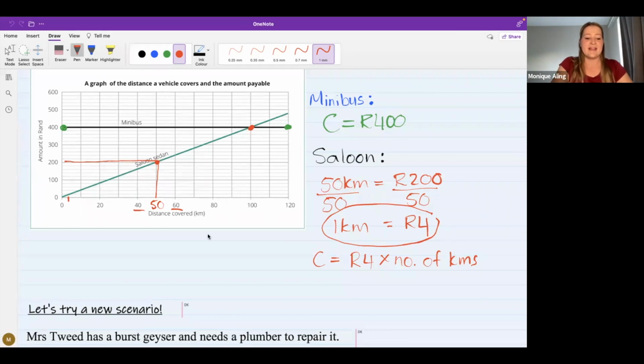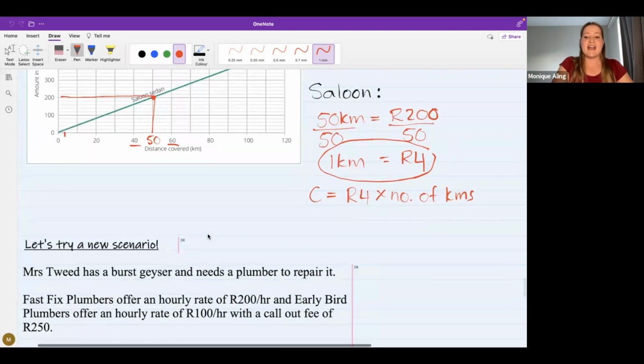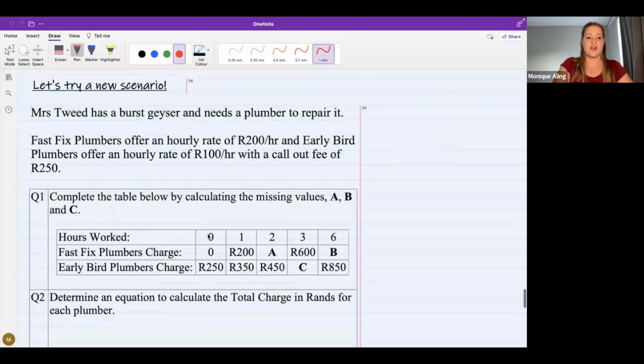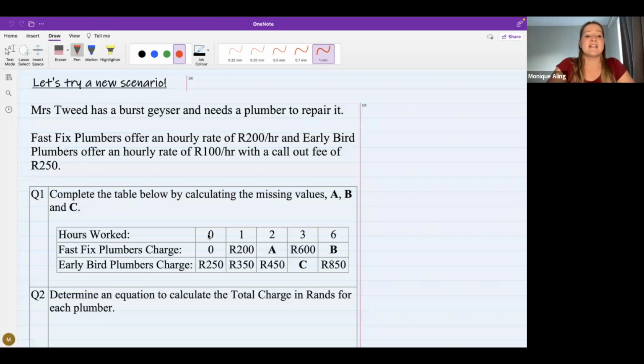Okay, awesome. So let's try a new scenario now. So we've got Mrs. Tweed has a burst geyser and needs a plumber to repair it. We have fast fixed plumbers. They offer an hourly rate of 200 Rand per hour. And early bird plumbers offers an hourly rate of 100 Rand an hour with a call out fee of 250 Rand.